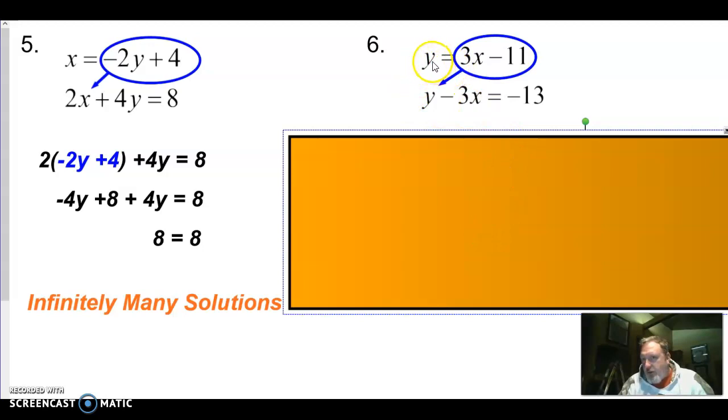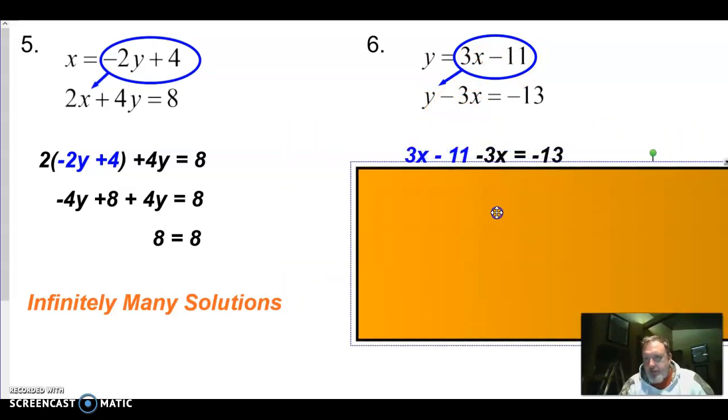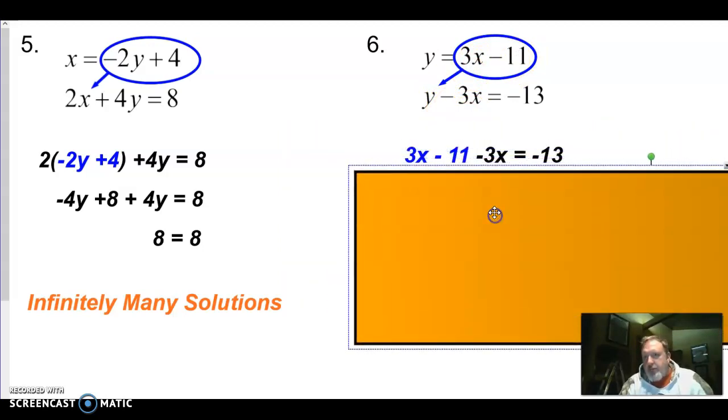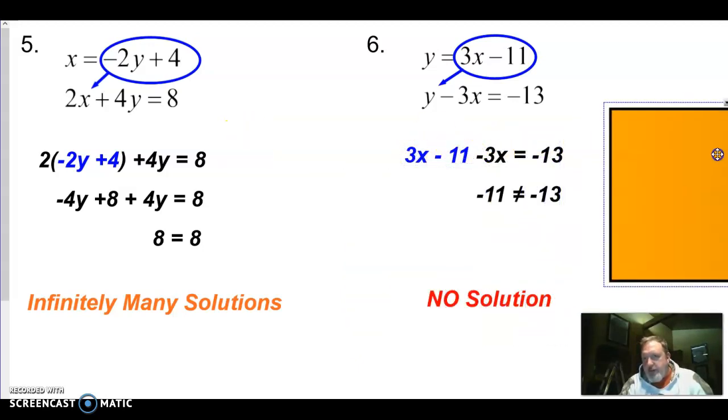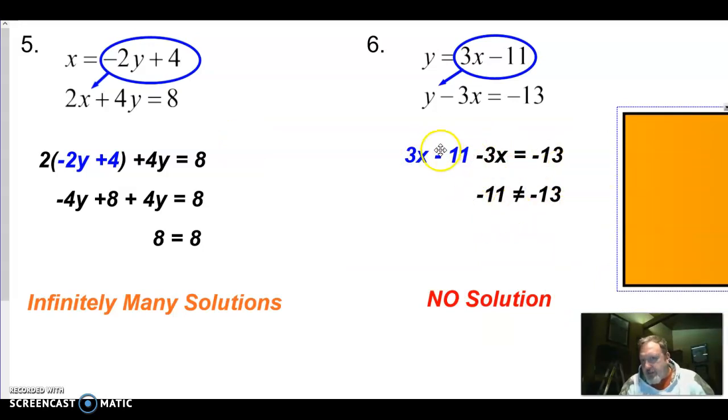Here, we know that y is 3x minus 11, so I'm going to plug that in right there for y. And again, this is going to be very similar to the last one over here. Notice the 3x's cancel out, and this time we get an untrue statement. Negative 11 does not equal negative 13. And when that happens, we end up with no solution. So if the variables cancel out and you get a true statement, it's IMS, or infinitely many. When it cancels out and it's not equal, no solution.